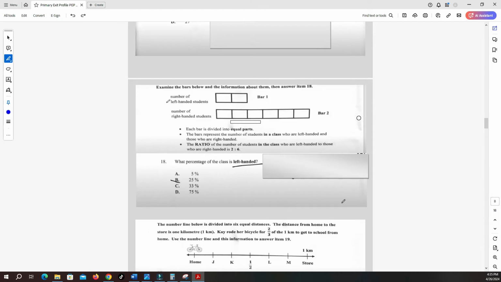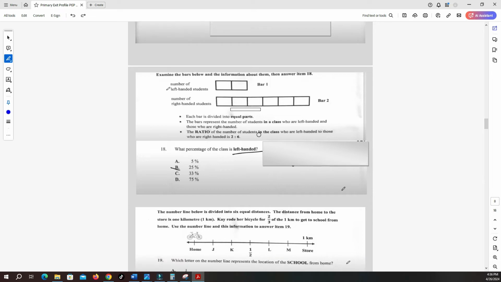Okay, so next one is number 18, and this time we're looking at a bar that shows left-handed students and right-handed students. Examine the bar below and the information about them, then answer item 18. So for left-handed we have 2 bars, and for right-handed we have 6 bars. Each bar is divided into equal parts. The bar represents the number of students in the class who are left-handed.